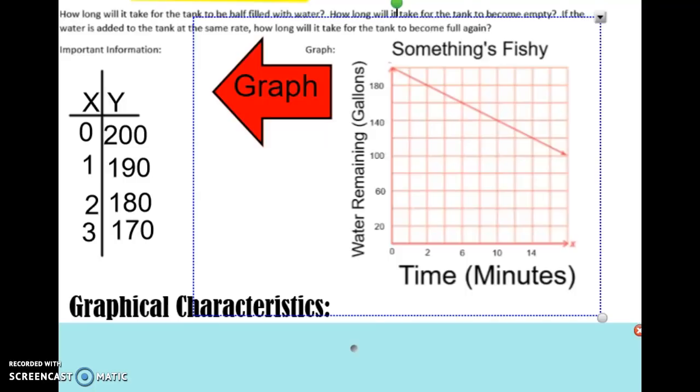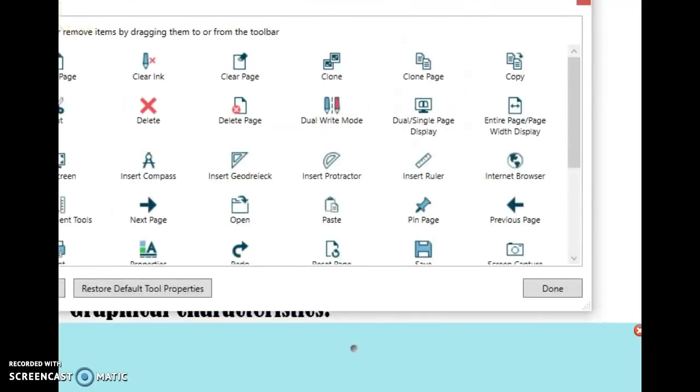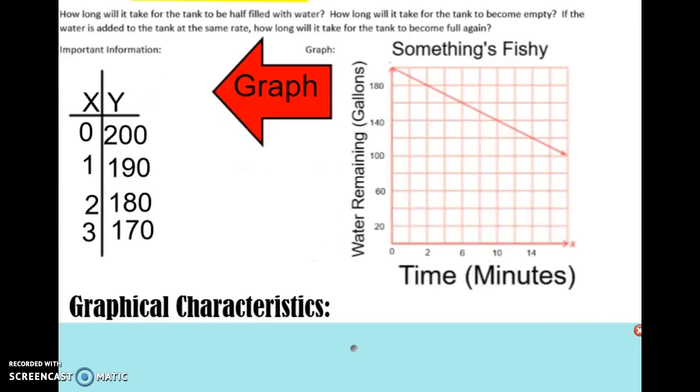And then what I went ahead and did was take those ordered pairs that were in the table, so 0, 200, and I plotted them. So 0, 200 is here, 1, 190 is here, 2, 180 is here, and you can kind of see my pattern. So this is my graph. I connected those points with a ruler.